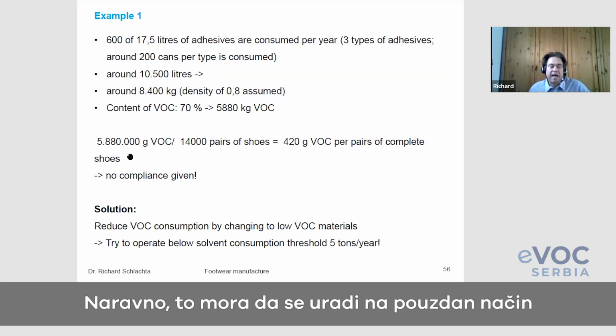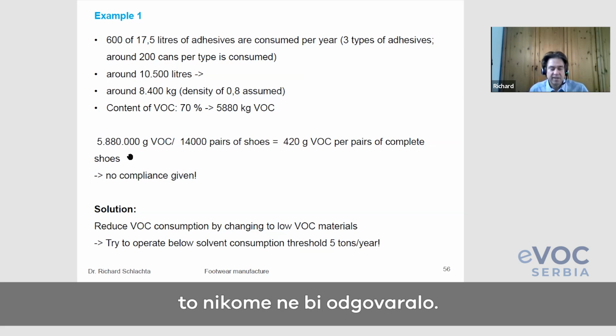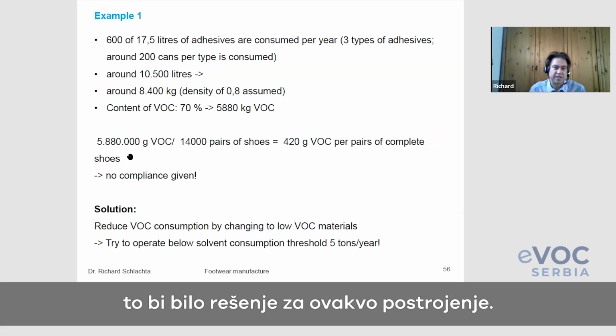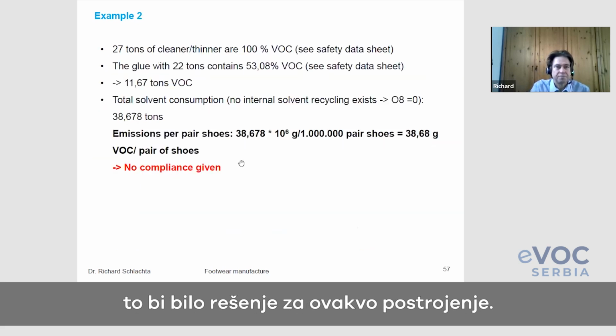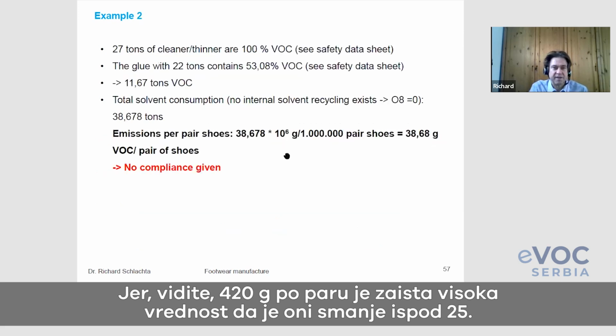Of course, it must be reliable. I mean, it makes no sense that in one year you are over the threshold, another year you are below. That is not a good situation for everybody. You should really reduce the VOC in the materials so that you are always below the threshold. That could be a solution for such an installation. Because here you see they have 420 grams. It's really hard for them. They would need to change a lot of materials to comply with 25 grams.